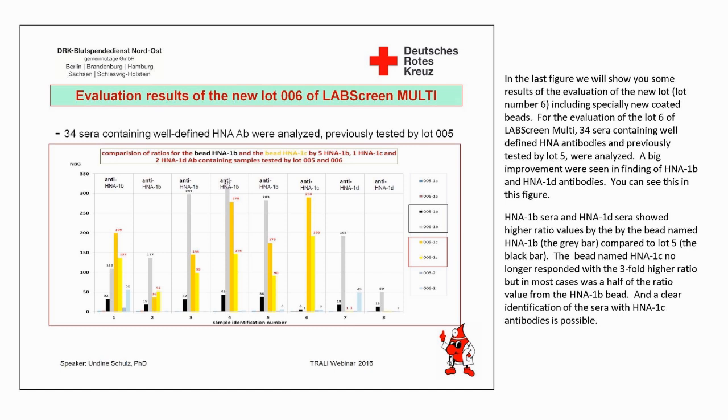HNA1B sera and HNA1D sera showed higher ratio values by the bead named HNA1B, the gray bars, compared to lot 5, the black bars. The bead named HNA1C no longer responded with the threefold higher ratio, but in most cases was half of the ratio value from the HNA1B bead. And a clear identification of the sera with HNA1C antibodies is possible.